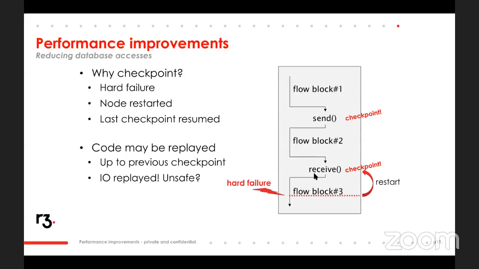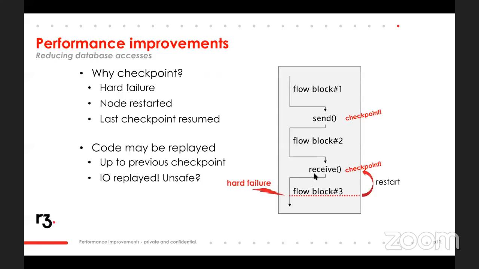So the way we do this is, in this example, a failure happens while executing some user code. But because we checkpointed at the receive call, we can just restart the flow from that point on. And of course, this means that some of the user code will be replayed, which is quite unsafe, especially if it has I/O. So this is something that we require from Corda developers to think about, that basically between checkpoints, you need to be prepared for your code to be replayed in case a hard failure happens. But we can take this idea and take it a bit further.